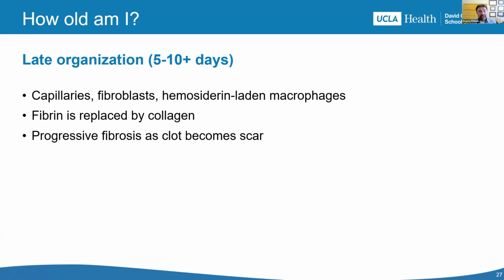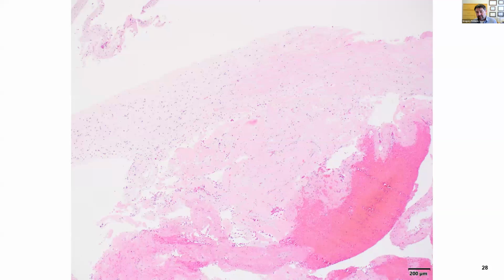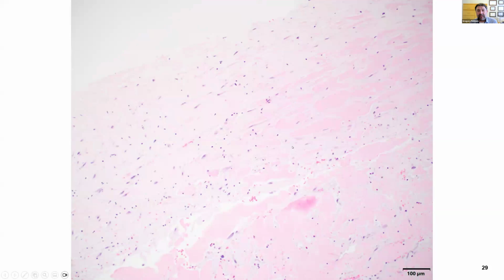In the late organizational phase, proper capillaries form, there's more fibroblasts, hemosiderin-laden macrophages, the fibrin begins to be replaced by collagen, and there's progressive fibrosis as the clot becomes a scar. So this picture shows you quite a full spectrum of thrombosis, but what I was hoping to illustrate here is the presence of fibrin admixed with a myxoid collagenous matrix here as it organizes. So this is still organizing because it's got the fibrin here, but you can see that the rest of this is pretty mature and lacks fibrin.